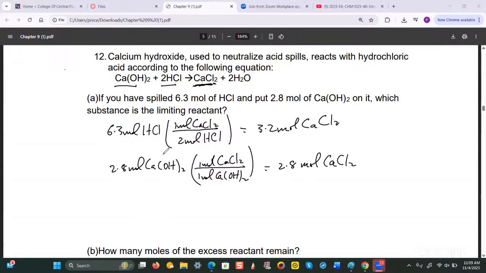Anyway, so the next thing I would do is I would compare these two numbers, right? And the one that's smaller is 2.8 moles, right? Which means that the calcium hydroxide will be the limiting reactant, because based on the calculation here, you cannot get more than 2.8 moles of the product based on the amounts of the hydrochloric acid and the calcium hydroxide. So the calcium hydroxide would be the limiting reactant because based on the calculations, it would produce a lower amount of product. All right. Okay, any questions about this? Any questions?